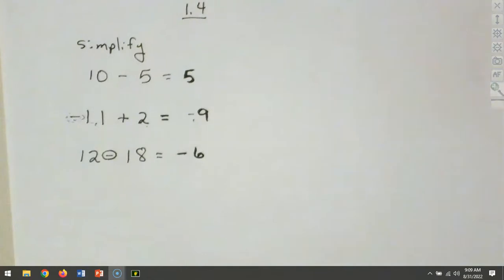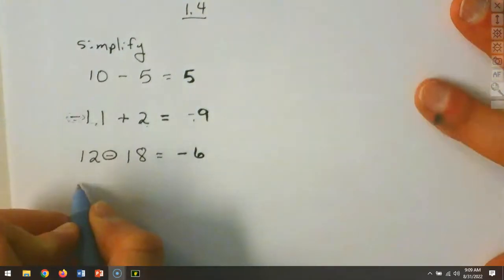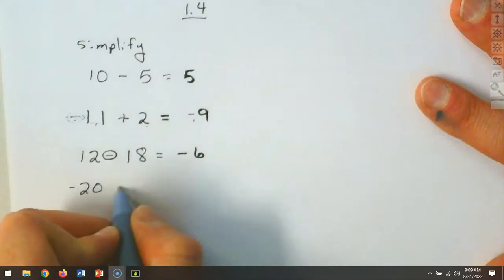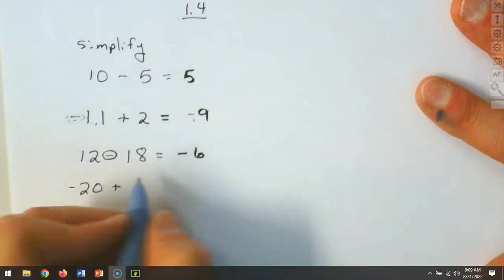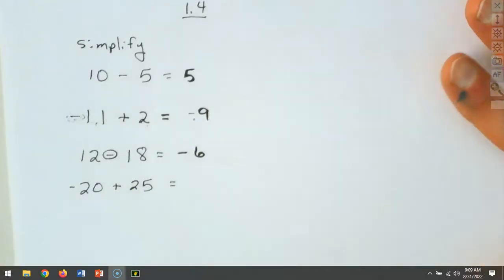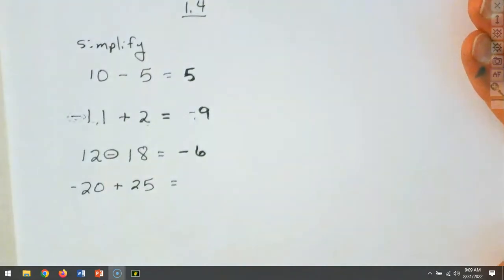So let's do one more just to make sure, and then we'll look at what happens when the signs are the same. So how about we look at minus 20 plus 25. Minus 20 plus 25. Well, these signs are different, aren't they? One is positive, one is negative.